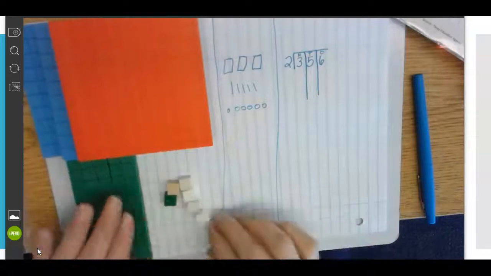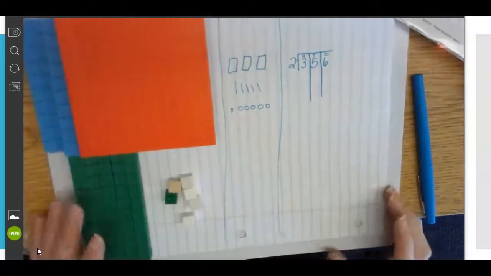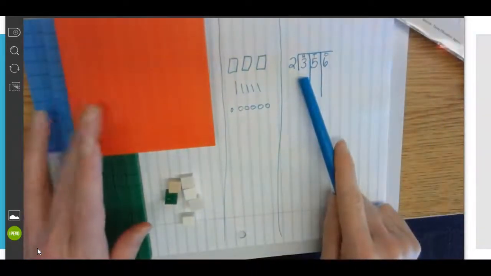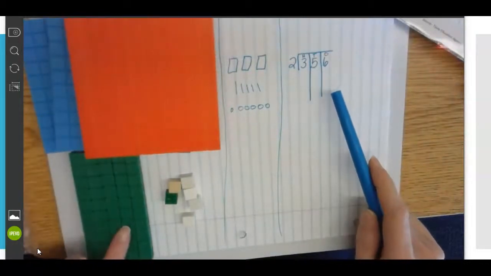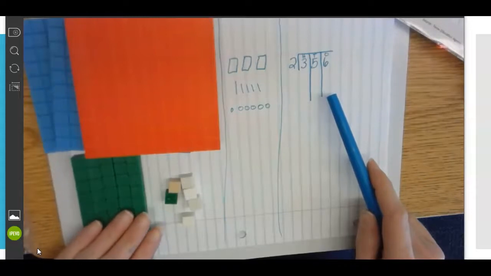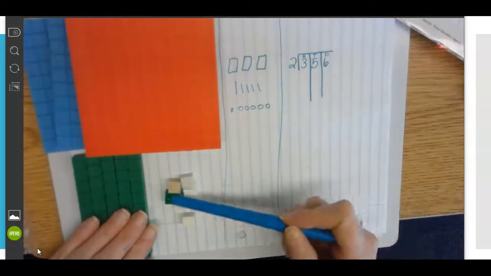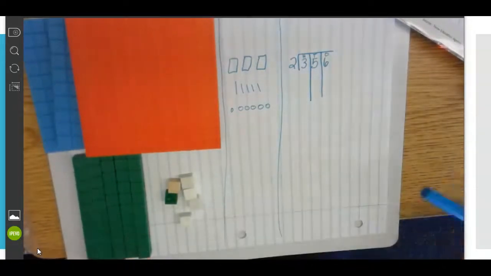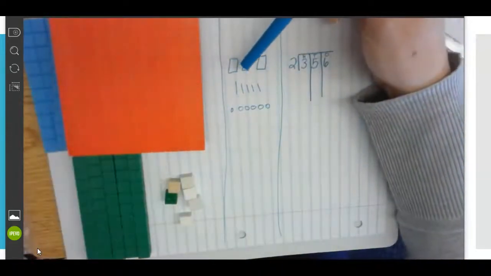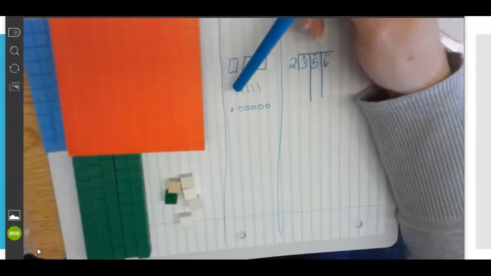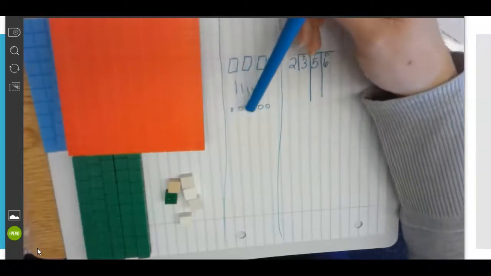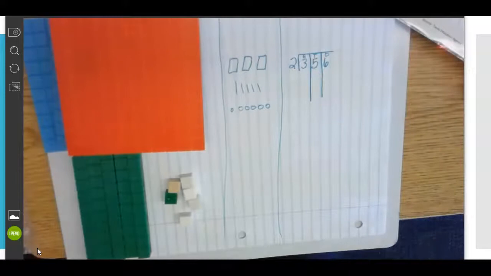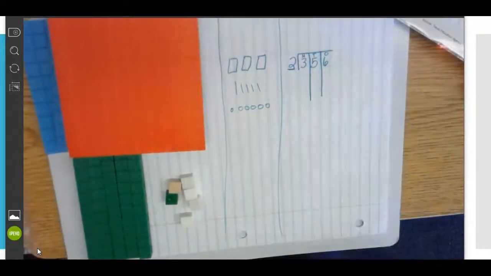All right, so I have my base 10 blocks. And I have 300, which is 3 flats. 5 rods, which is 50. And 6 little ones. Here I have the same thing in my drawing: 3 flats, 5 rods, and 6 ones. And I'm dividing them all by my divisor, which is 2.